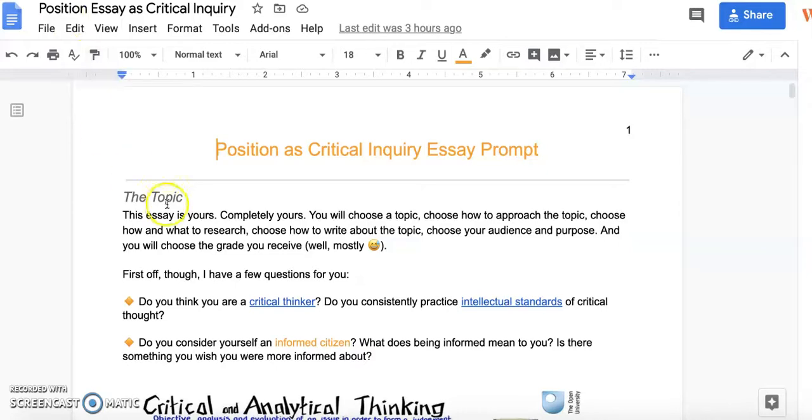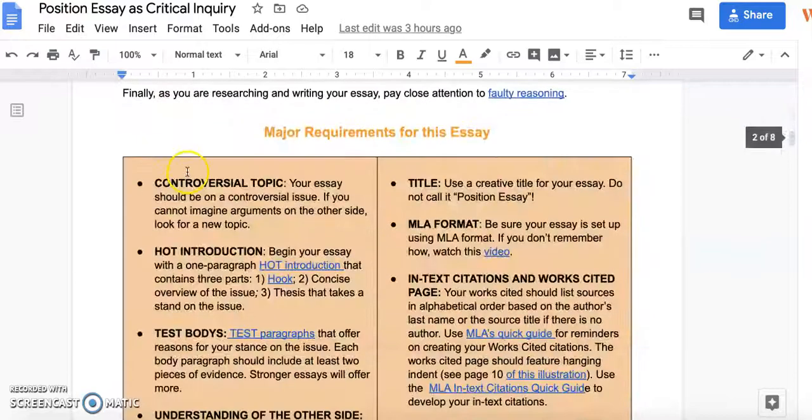So first off, make sure that your topic is controversial. If you can't imagine someone taking the opposite thesis stance as you are, then you don't have a controversial topic, and the topic you've chosen isn't viable for this particular essay. So you want to make sure you've got a controversial topic. You can imagine what the arguments are on the other side.